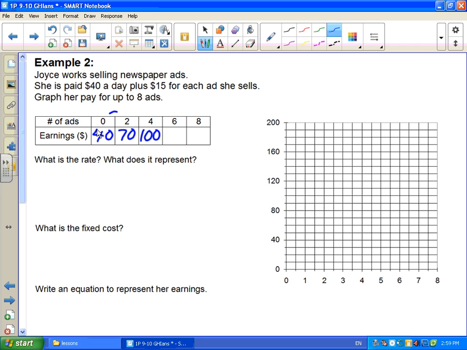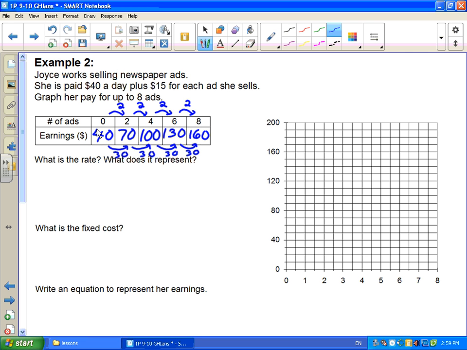This is going up by 2 ads every time. Okay? So the amount that she makes should go up by the same amount. From here it increases by 30. It increases by 30 again. So from here to here, it should increase by 30. So it'll be 130. And if she sells 8 ads, again, it should increase by 30 to 160. So now we want to draw our graph here.